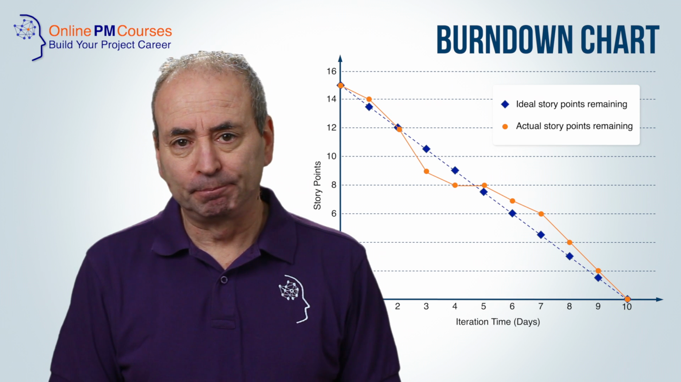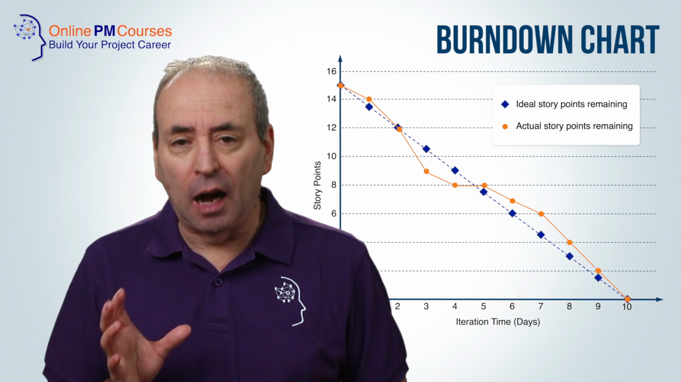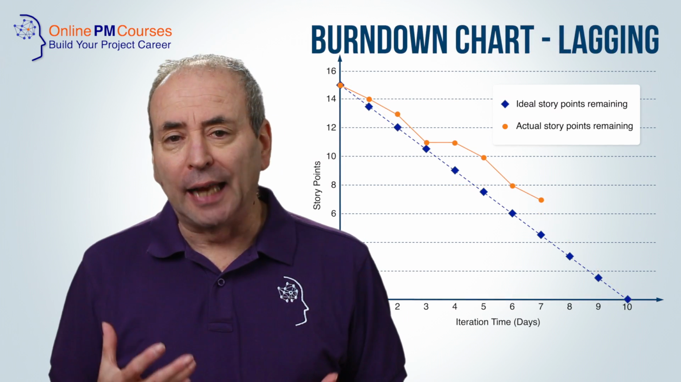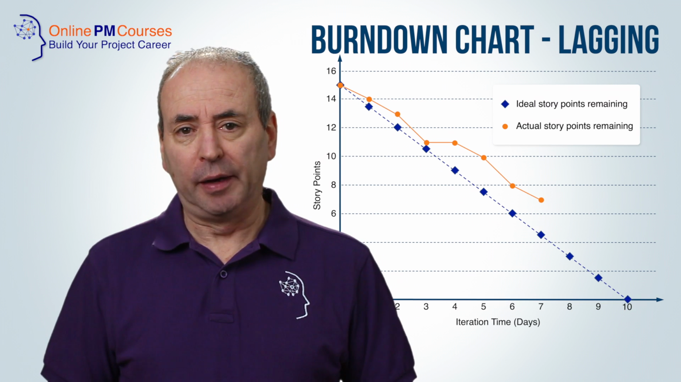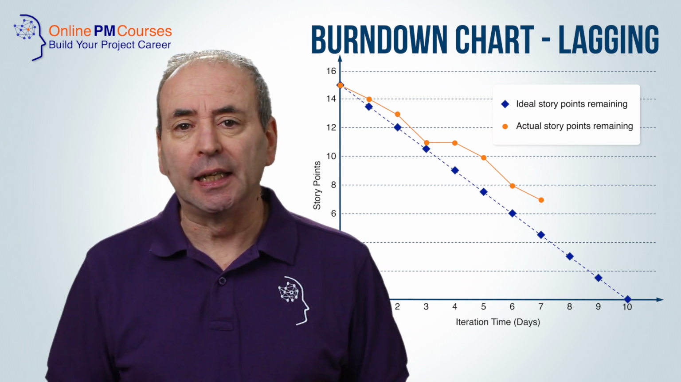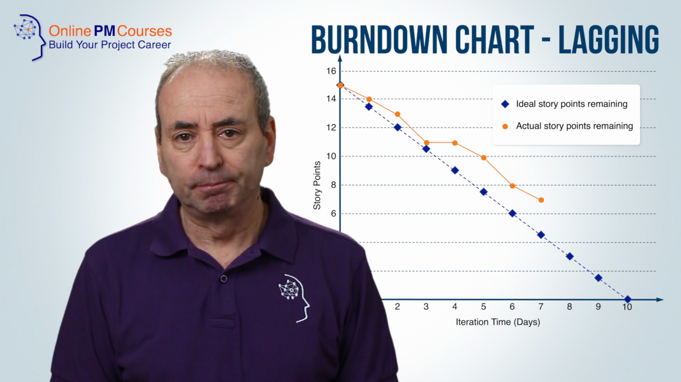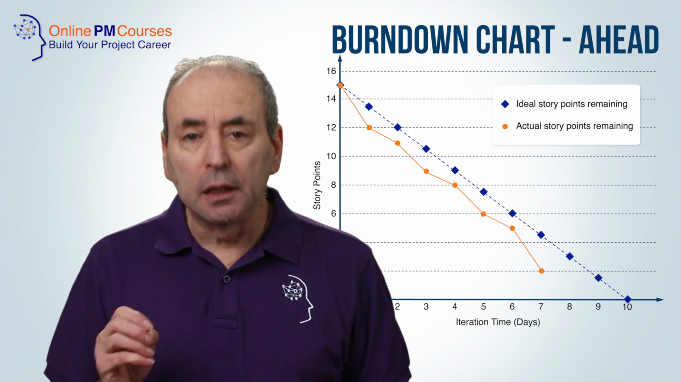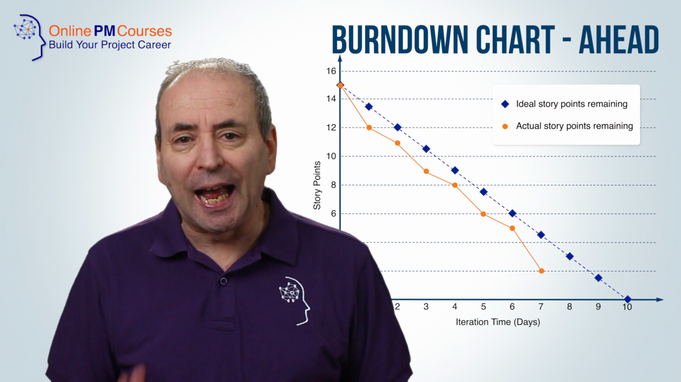If, when we plot our actual burn down against our ideal or planned burn down rate, we find that the actual burn down curve is above the ideal line, then we know that the project is lagging and the team has to work hard to find a way to get back on schedule. If, on the other hand, actual progress lies below the ideal line, then we know that the team is ahead of schedule.